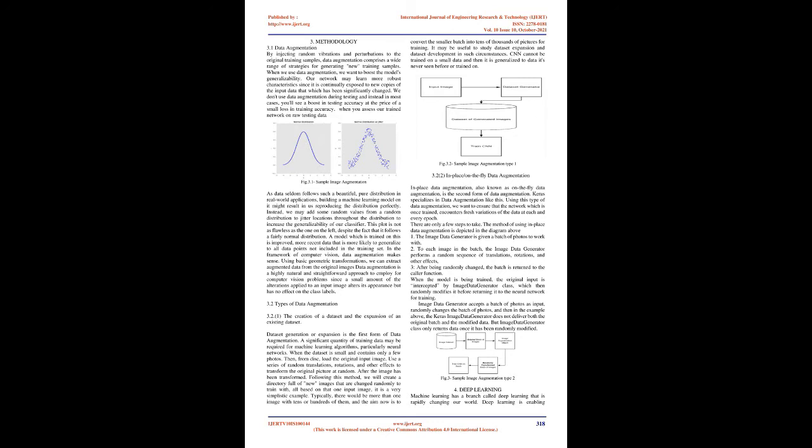Fig.3.1 Sample Image Augmentation. As data seldom follows such a beautiful, pure distribution in real-world applications, building a machine learning model on it might result in us reproducing the distribution perfectly. Instead, we may add some random values from a random distribution to jitter locations throughout the distribution to increase the generalizability of our classifier. This plot is not as flawless as the one on the left, despite the fact that it follows a fairly normal distribution. A model trained on this improved, more recent data is more likely to generalize to all data points not included in the training set.